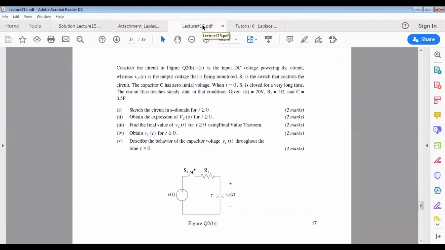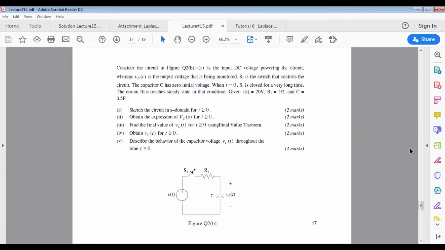Right, so let's have a look at another example. For example number 3, we are given a circuit in figure question 2b. The circuit consists of V(t), which is the input DC voltage. V_C(t) is the voltage drop across the capacitor. We have R1, the resistor value, and we have the switch S1.